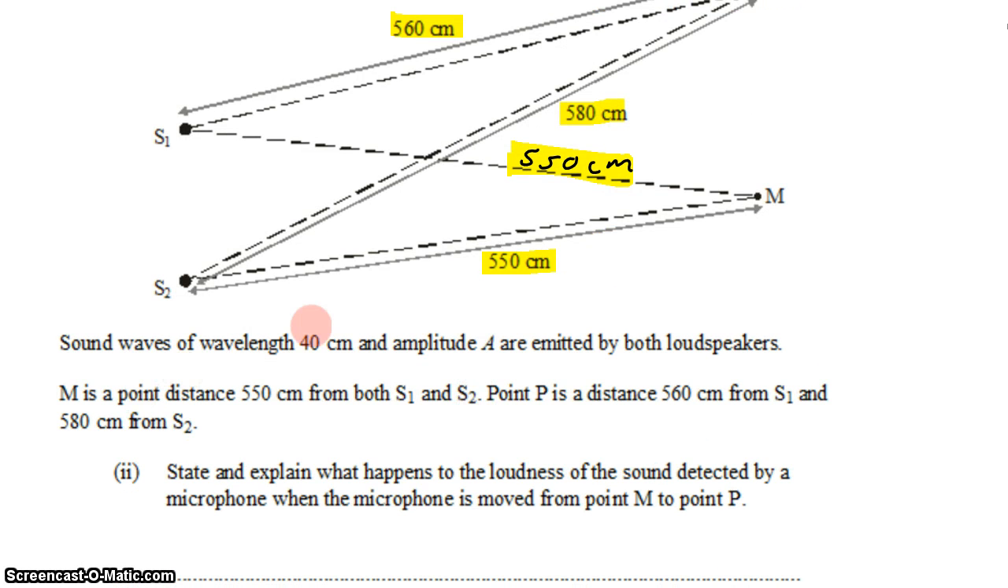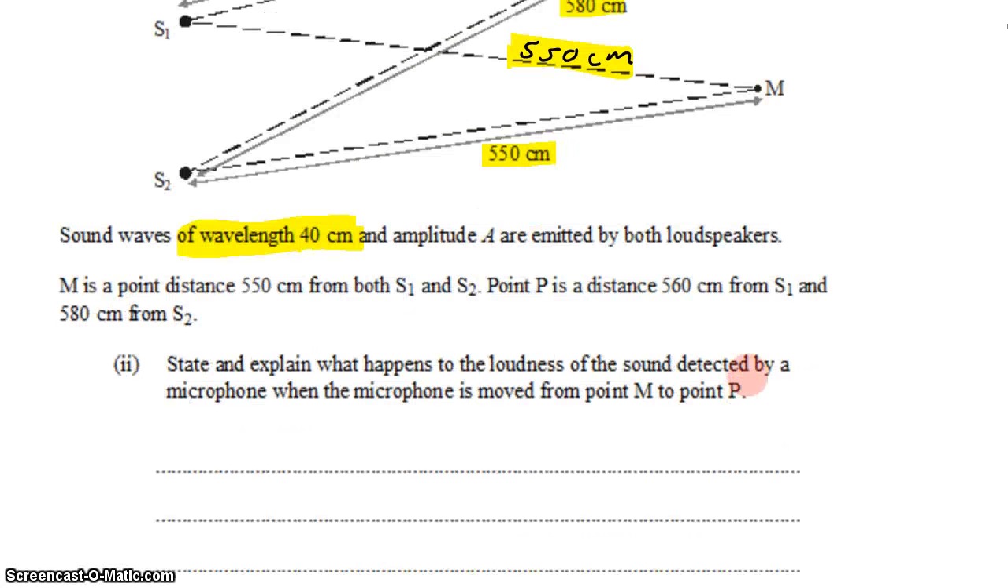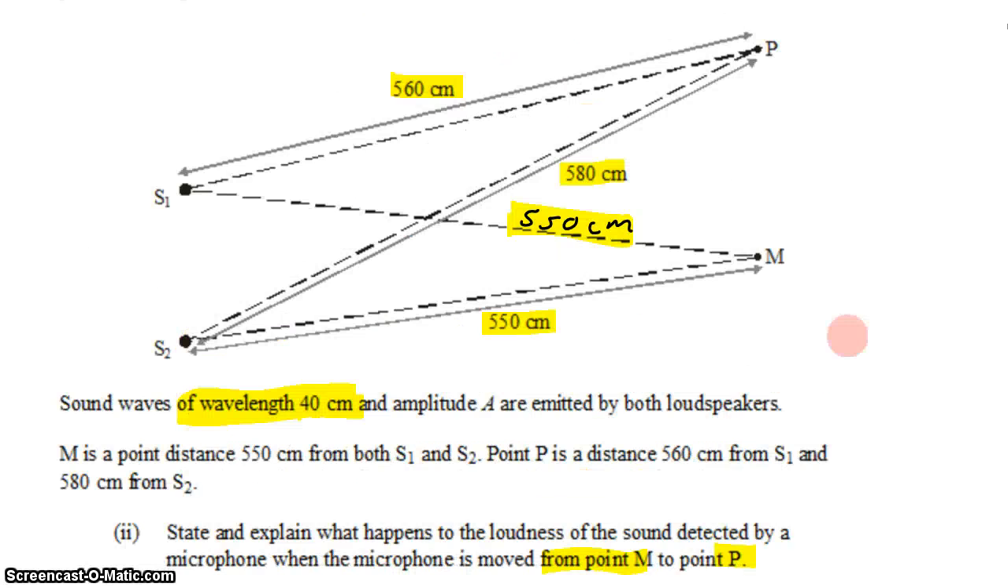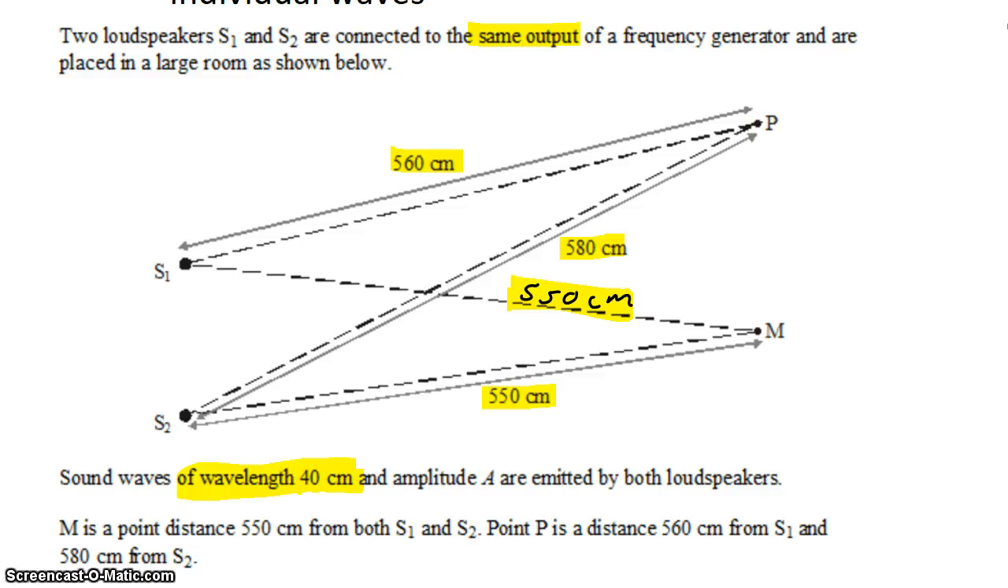The sound waves of wavelength 40 centimeters and amplitude A are emitted by both loudspeakers, and we want to state and explain what happens to the loudness of the sound detected by a microphone when the microphone is moved from M to P. Okay, that's a lot of setup for what is really a straightforward idea, and that is that we're going to detect sound at M and then bring that detector over to P and observe the changes in the sound along this path.